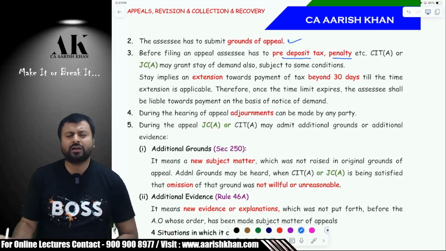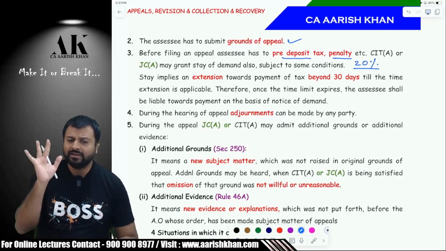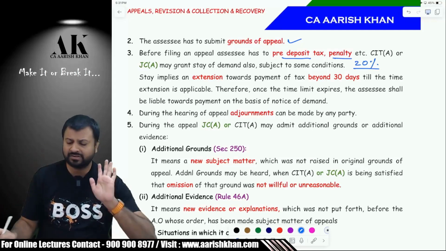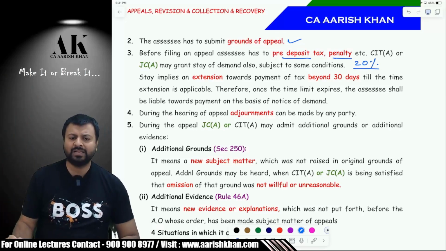etc. But here the government gives you relaxation that even if you pre-deposit 20% of your tax, that is also fine. We will accept 20% of tax as your sufficient payment of tax for the purpose of filing an appeal. The rest of the amount you can pay after the appeal is completed. Okay, can I get a stay? Can I get a stay from appeal?